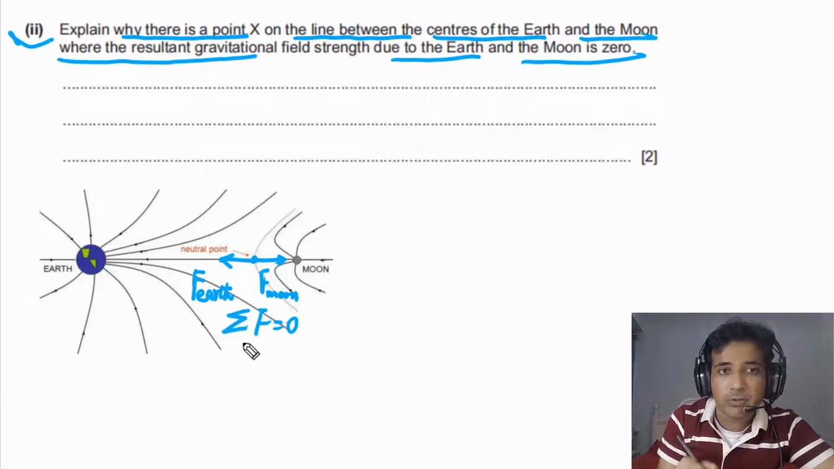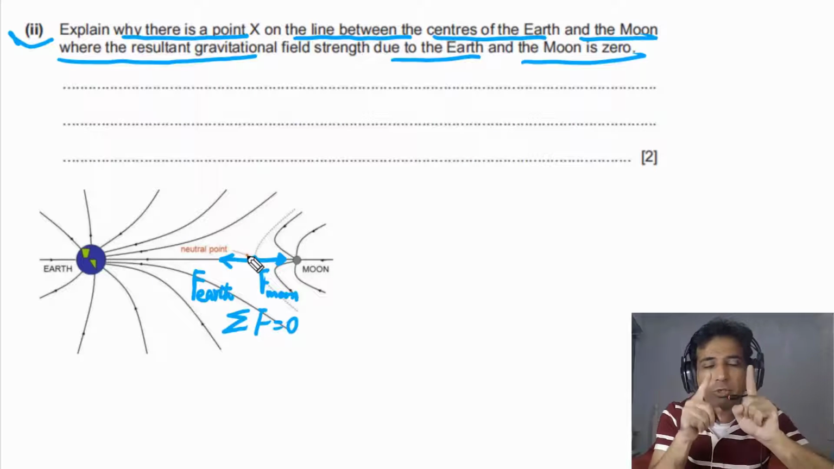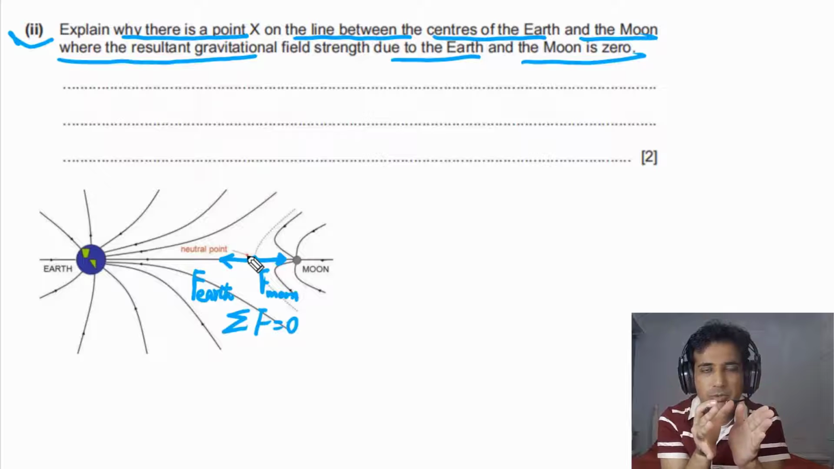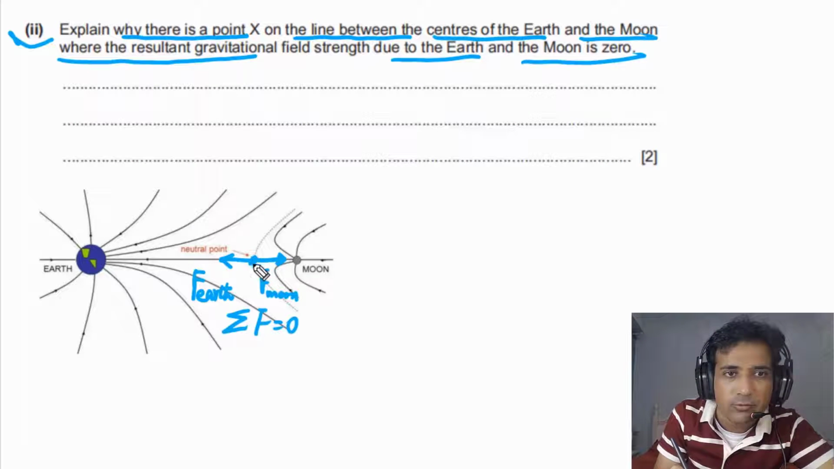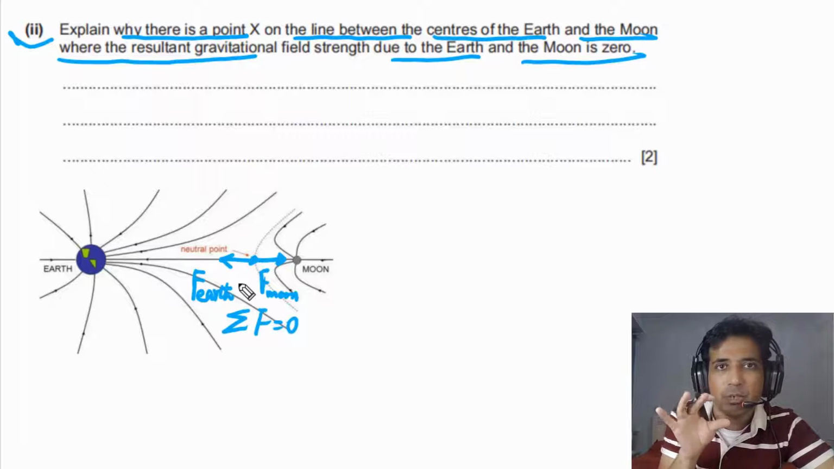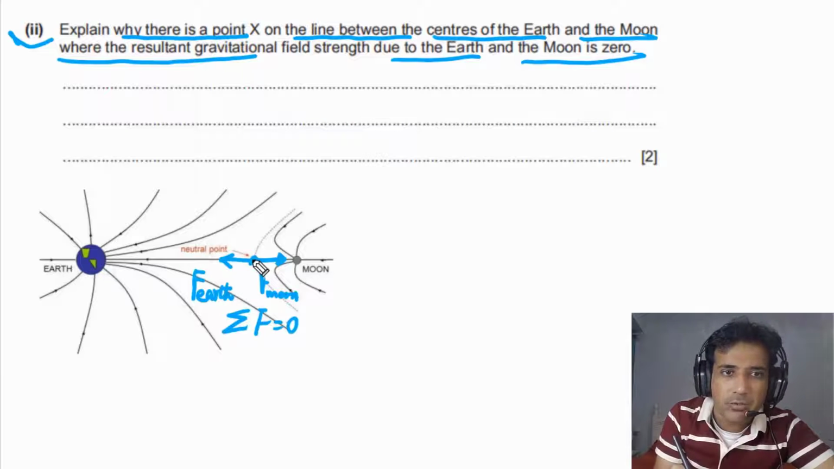Another way to explain this one is the gravitational field. Gravitational field due to the moon in this case is to the right, and gravitational field due to Earth at this point is to the left. And these two fields are equal in magnitude but opposite in direction. So that's the reason we call this point a neutral point. And the net field at this point will be equal to 0. It means there is no net gravitational field at the neutral point.